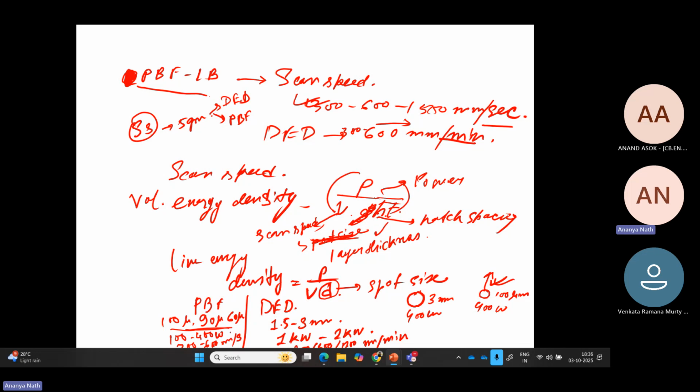So now if I use very high power or very low scan speed in PBF, my laser can actually penetrate and make a hole instead of melting the metal. My laser can burn the powder, can evaporate the powder. That much high energy density will be there if I'm using a very low scan speed. So to achieve that high scan speed, we go for galvo scanner based systems instead of CNC based systems.